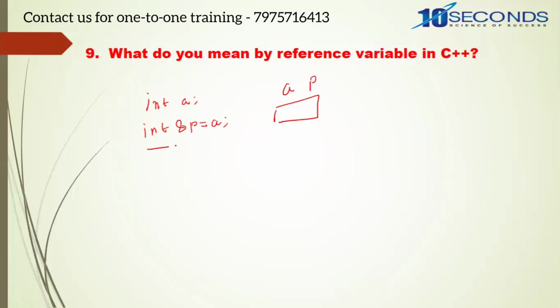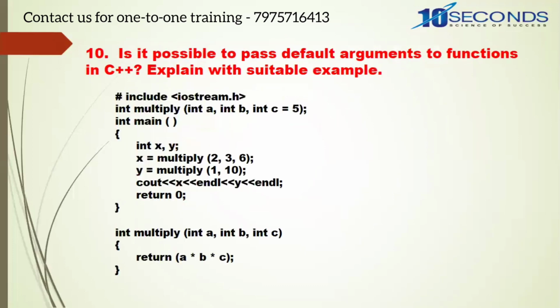Now observe the syntax here. The ampersand comes on the left hand side. Then it is called a reference variable. If the ampersand sign comes on the right hand side, then it is called the address of operator. Now here it is a reference variable. It is also called aliasing.